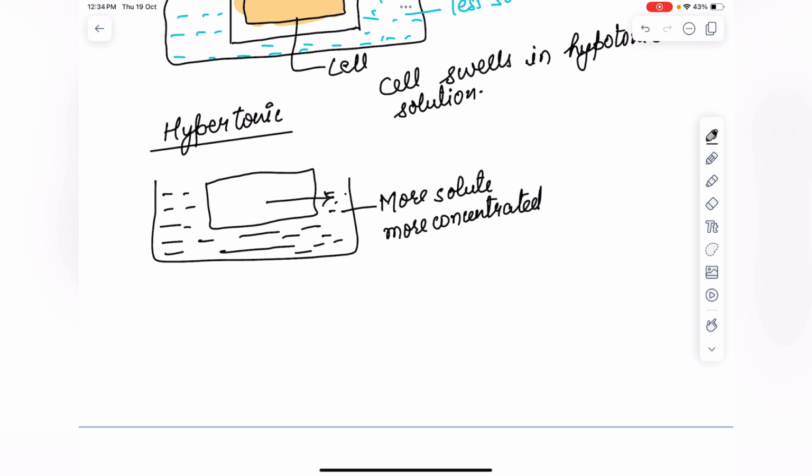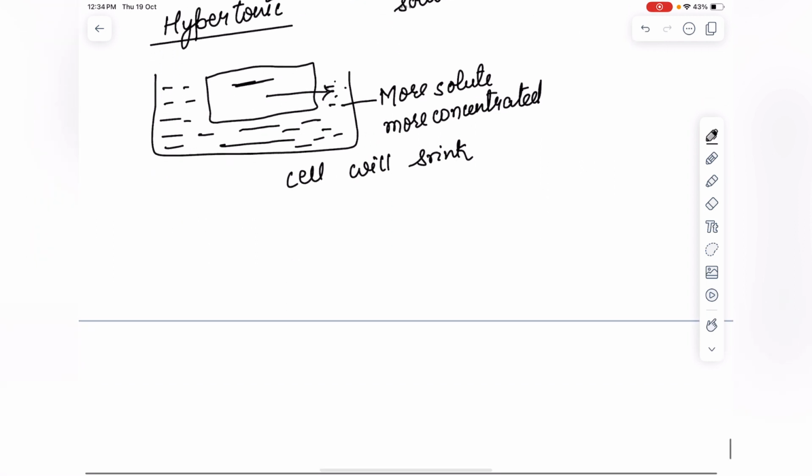तो इसमें क्या होगा? Cell will shrink. समझ में आ रहा है कि क्यों श्रिंक करेगा? क्योंकि बाहर कंसंट्रेशन कम है वाटर का, सो वाटर विल मूव फ्रॉम हायर कंसंट्रेशन टू द लोअर कंसंट्रेशन, so that the cell will shrink. And the third one is isotonic.